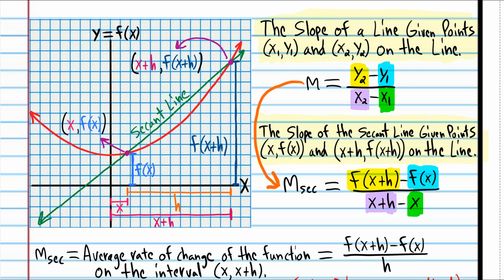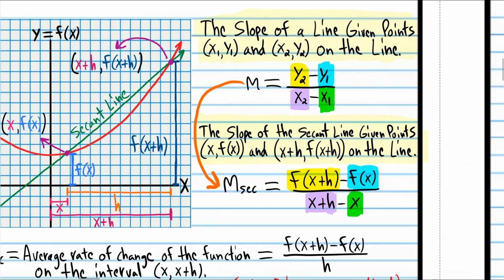So we have 2 points. We have a purple point here, and we have a purple point up here on this red graph. And the coordinates of this first purple point are x, comma, f of x. Remember, f of x is just the y values of the graph. So if the x value of this point is x, then the y value is f of x. Again, I know that's confusing, but that's just the notation mathematicians use, so you have to get used to it.